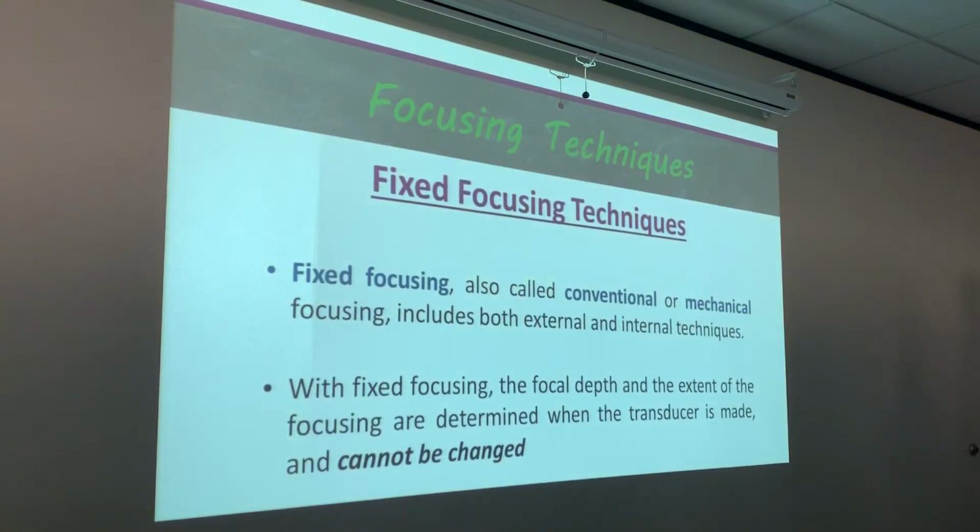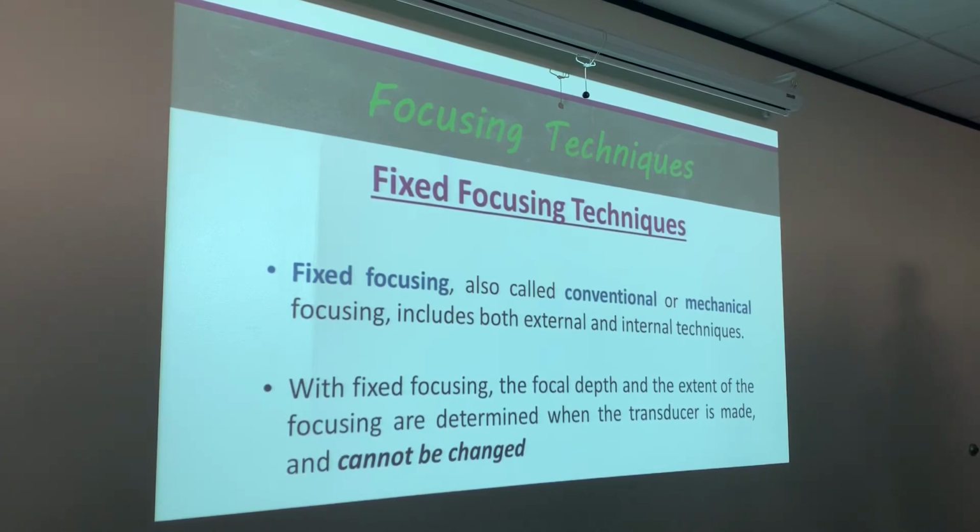All right. So more specifically, guys, fixed focusing techniques, also known as conventional mechanical focusing, include both internal and external techniques. With fixed focusing, the focal depth and the extent of the focus are determined when the transducer is made and cannot be changed. Like we were talking about with our sound beams last chapter, with our single element transducers, those focal depths are fixed. We can't change our focus on internal and external focusing. However the transducer is made, that's where the focus is going to be.